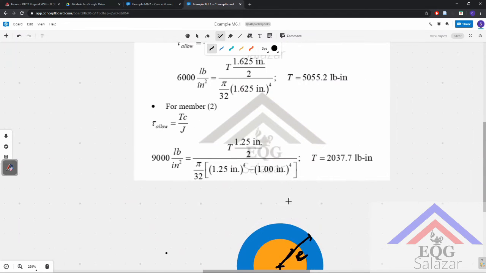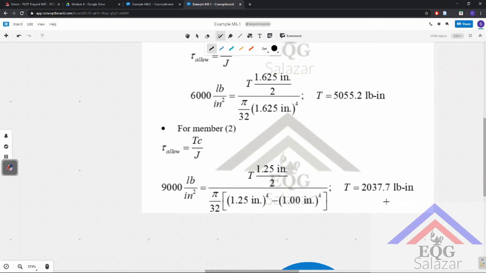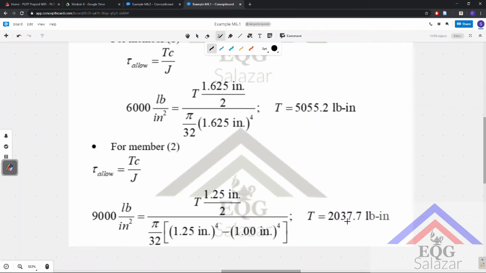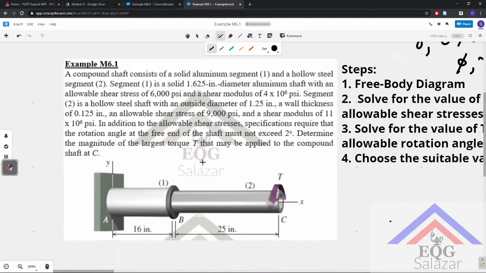So, substituting values, we have a T of 2,037.7 pound-inch. Now, we cannot possibly determine the maximum value of T from these two values only. Why? Because again, there is a limitation here that says the rotation angle at the free end must not exceed 2 degrees.